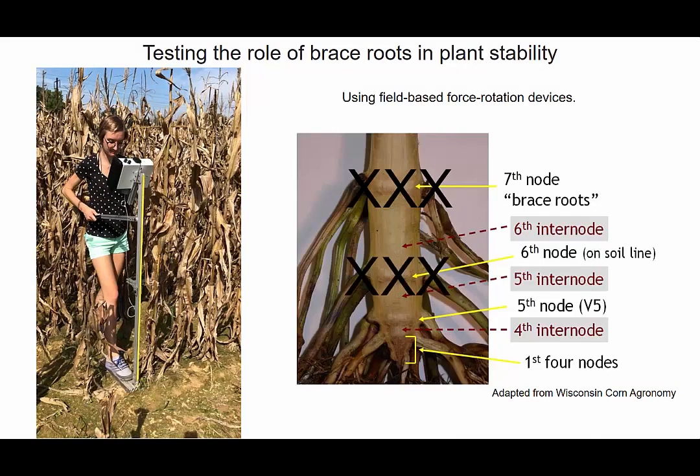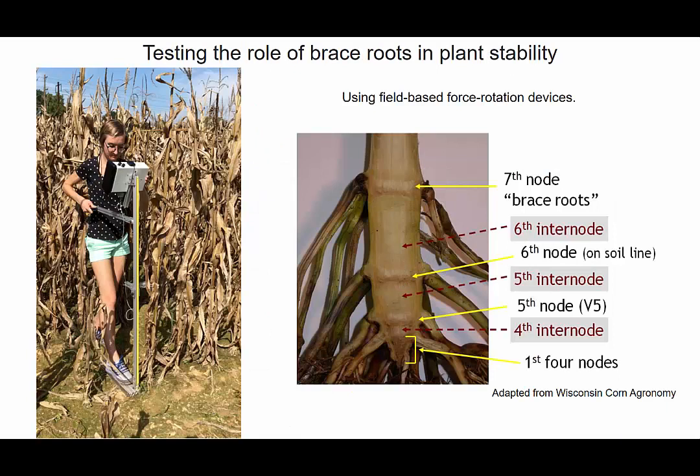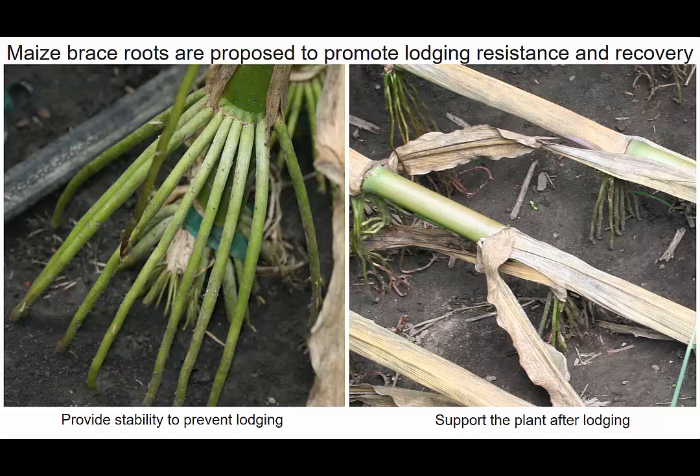This phenomenon on the right, giving away my punchline, we know nothing about. We know nothing about how these brace roots form in response to lodging, whether they actually help or not. So what we have been focusing on now is this first question: do they provide stability to prevent lodging?